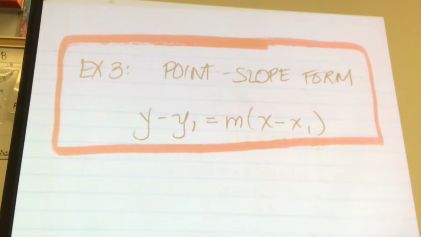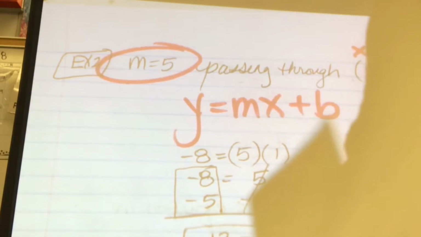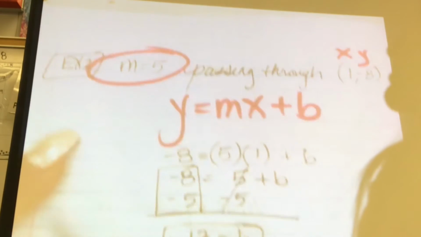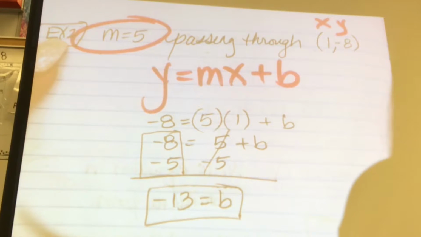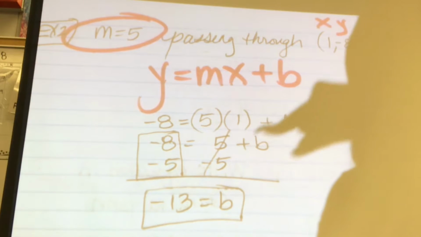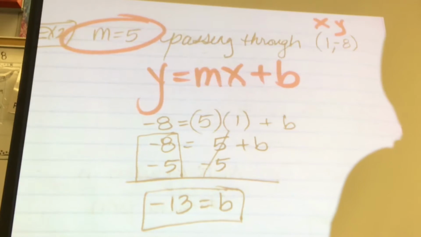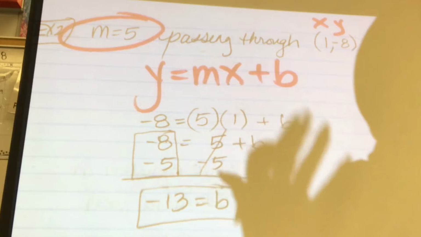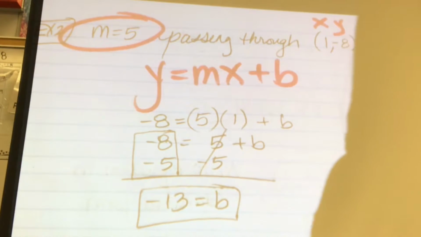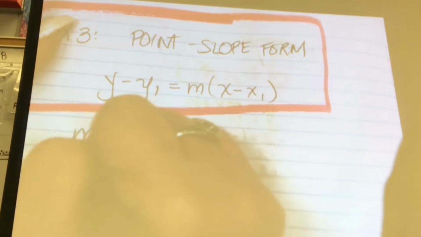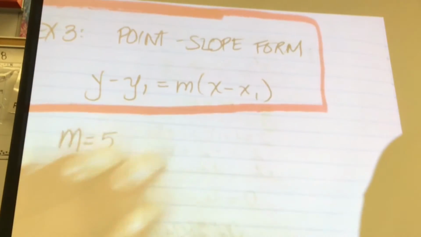All right, make sure you wrote example 3. We're gonna do the same exact numbers from example 2 using this formula, so I can prove to you you get the same thing. So you're not allowed to freak out and be like, oh my gosh. You're gonna use a different formula but get the same answer. Watch. Let's say that they tell me that the slope is 5. That's the same thing that I did in example 2, passing through 1, negative 8.